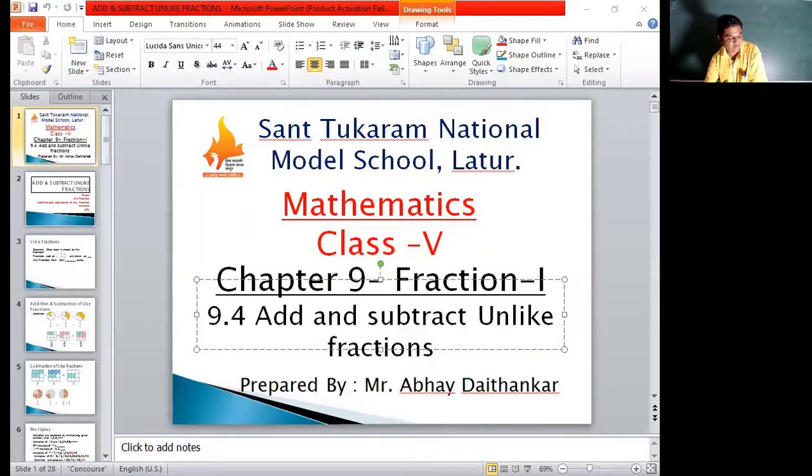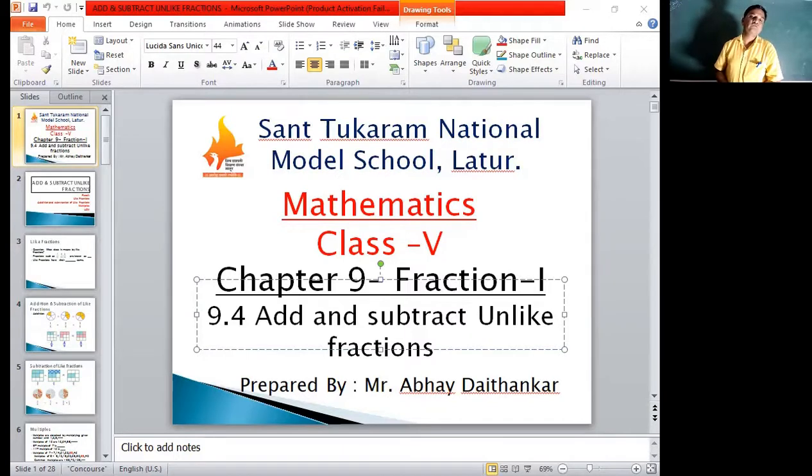Next, how to find out the LCM. For finding out LCM, we will combinedly divide the given two numbers. For example, for the LCM of 12 and 14, we will divide by 2. The quotients will be 6 and 7, and the LCM of 12 and 14 is 2 multiplied by 6 multiplied by 7, that is 84.